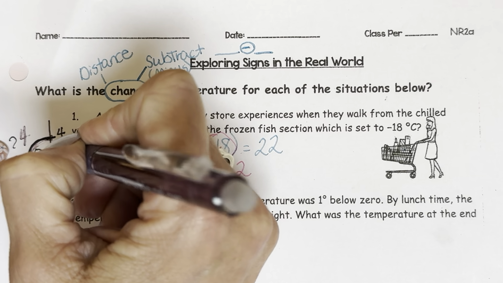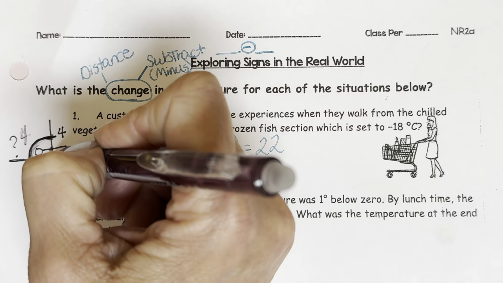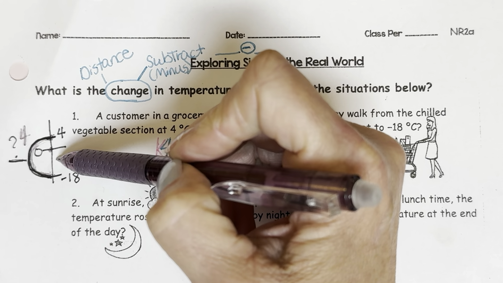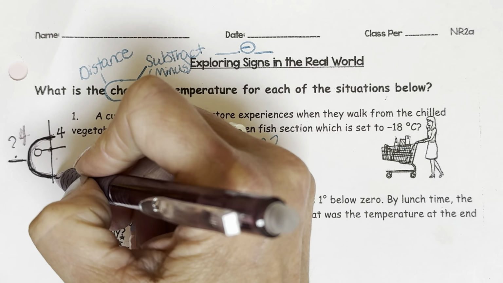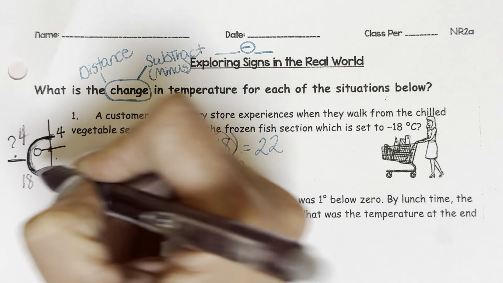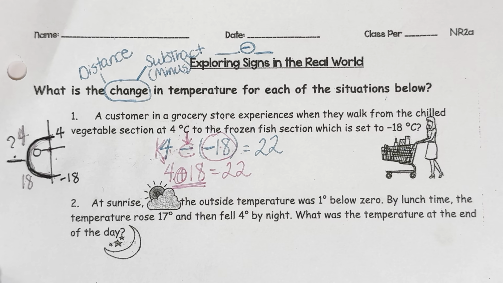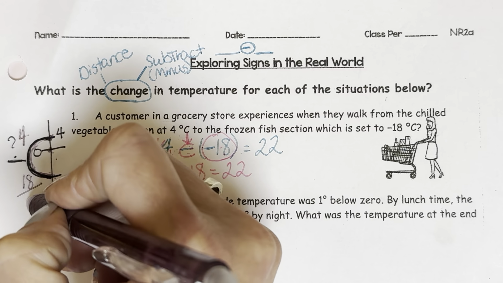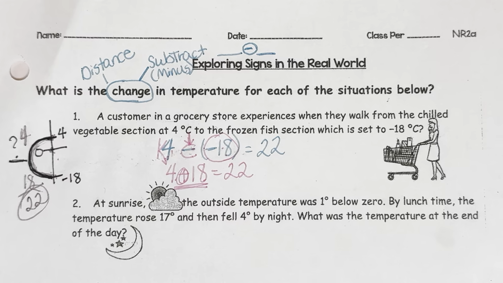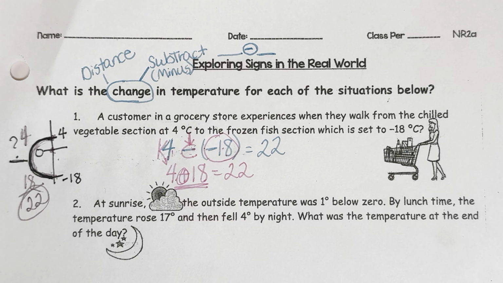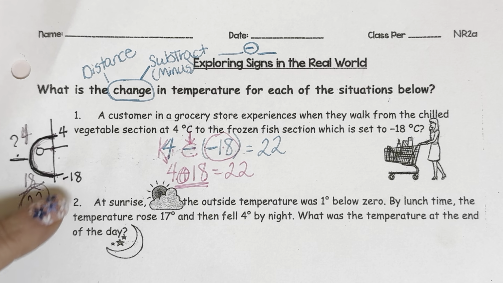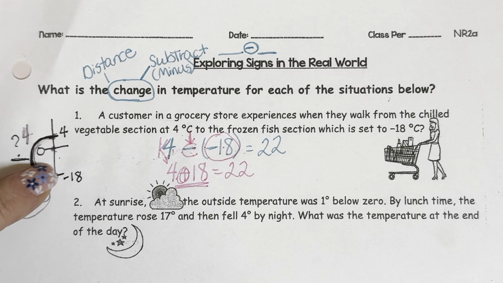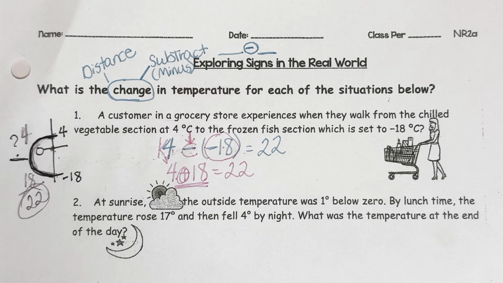From 4 to 0 is 4 places. From a negative 18 to 0 is 18 places. We're just talking basic distance. Distance is absolute value. So from here to here is 18 places. When you put that together, you get 22. So no matter how you look at it, you're going to get that 22. Okay? But just keep in mind that change means minus. Change is also going to be distance. So the distance from here to here. All right?